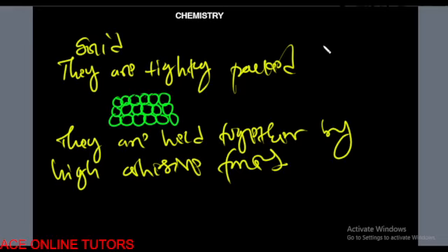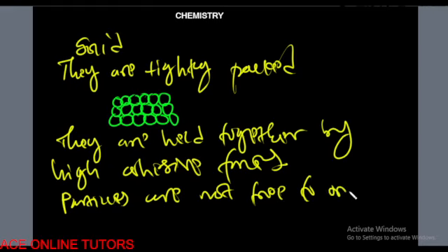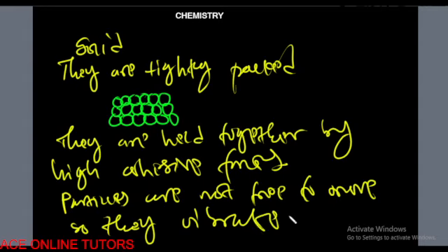Now, another thing we need to know is that the particles of solids are not free to move, but they vibrate about a mean position.